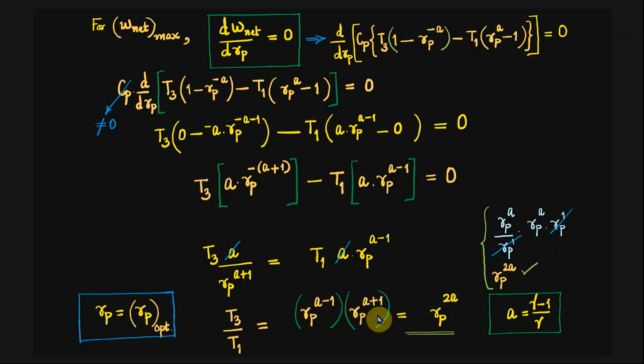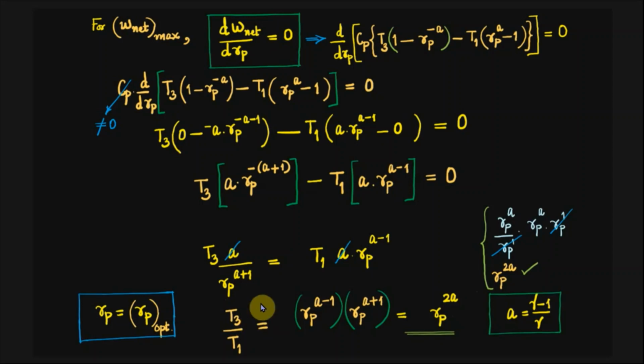If you simplify this, you will get Rp raised to A minus 1 plus A plus 1, then minus 1 and plus 1 will be cancelled. So if you simplify, by a raised to m into a raised to n is a raised to m plus n, the indices can be added, then what remains is Rp raised to 2A, A plus A, and minus 1 and plus 1 will be cancelled. So Rp raised to 2A is there on the right hand side, and the left hand side we have T3 by T1.